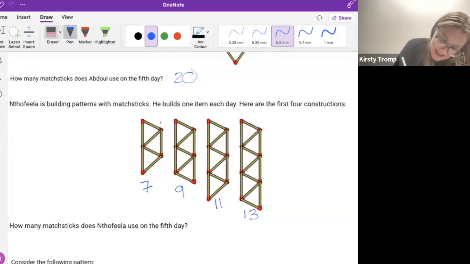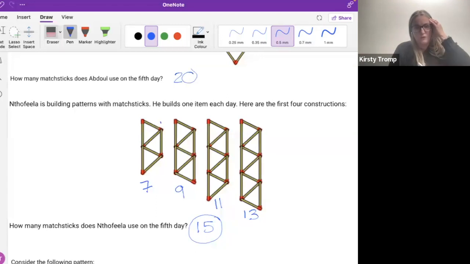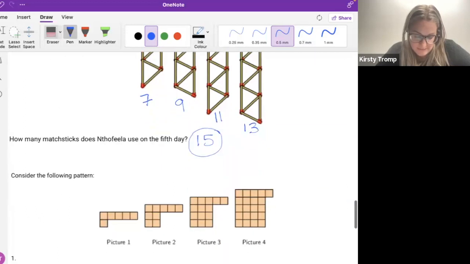All right, well done. Before I even got there, we had some right answers. What are we doing each time? We are adding 2 matchsticks, so we've got 15. Well done, everybody. We are adding 2 each time, so we've got 15. Well done.